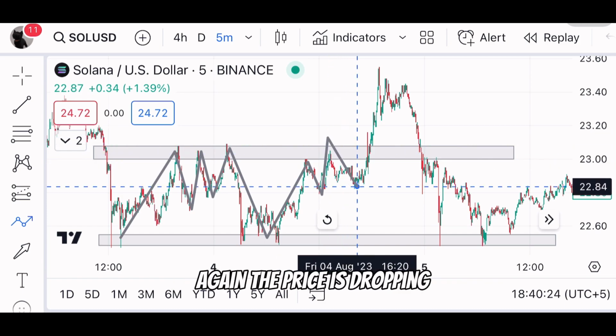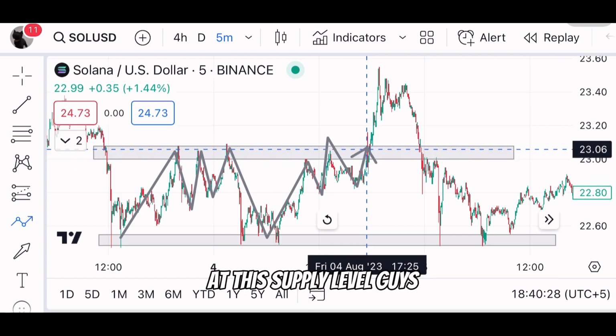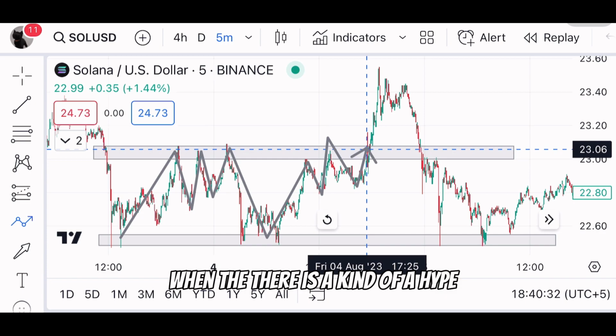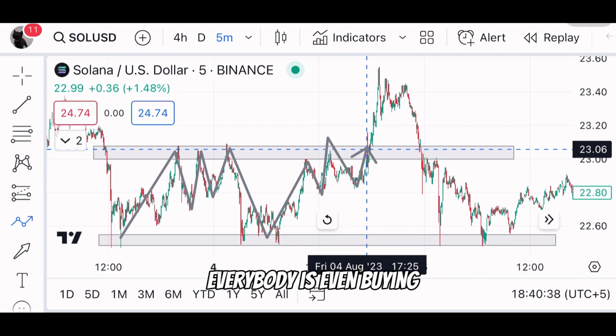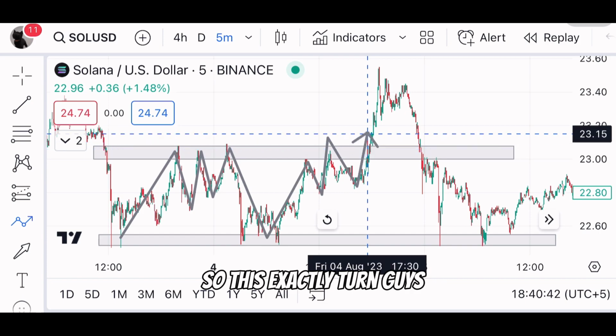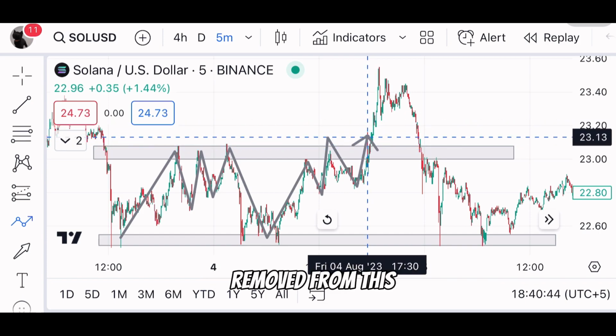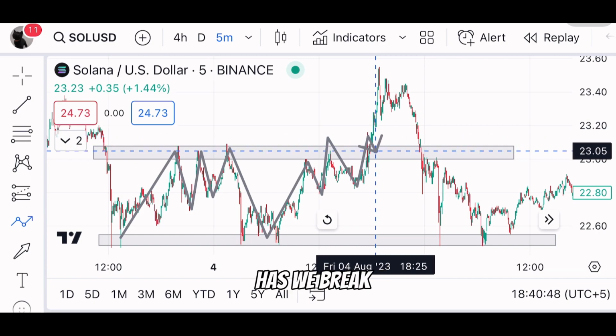Again the price is dropping, and you guys can see one time will come that definitely at this supply level, guys, when there is a kind of hype in every single project, when there is a strong hype, and everybody is even buying at the supply zone, this exactly turns. You guys can see that we moved from this price action, this supply zone, and now as we break over the supply zone, it turned into what you call a demand zone, guys.